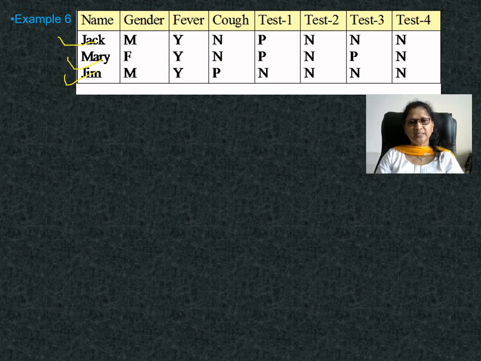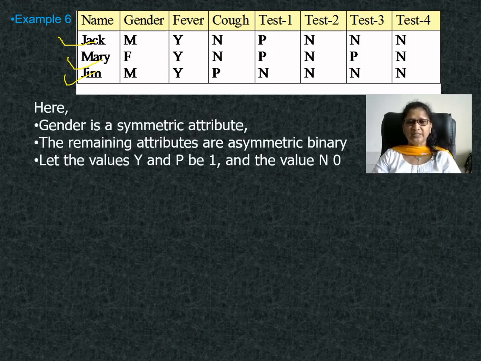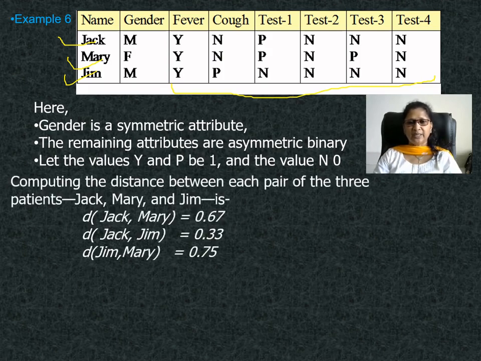For doing this, we know that gender is a symmetric binary attribute. So we have to consider only asymmetric binary attributes. So we shall be treating asymmetric binary attributes starting from fever, cough to the 4 tests. And here Y is nothing but we will be considering yes, that is positive, as 1 and negative as 0. And for P as positive again as 1 and negative N for 0. So we are given a table and we shall be computing the distance between each pair. So the values result in 0.67, 0.33 and 0.75 with our formula. How did we get these values?